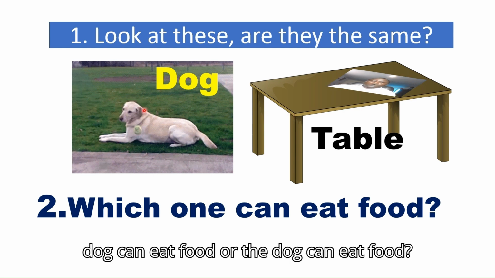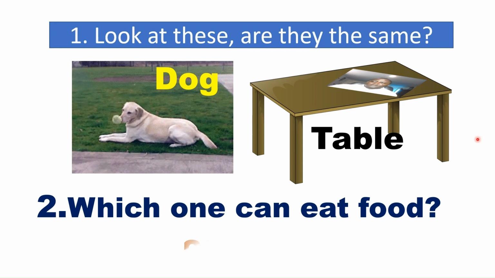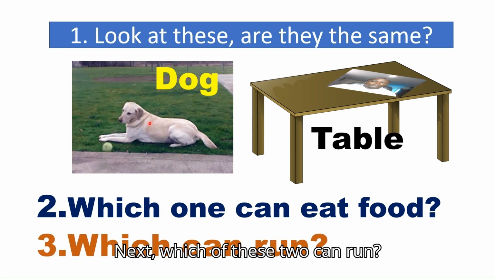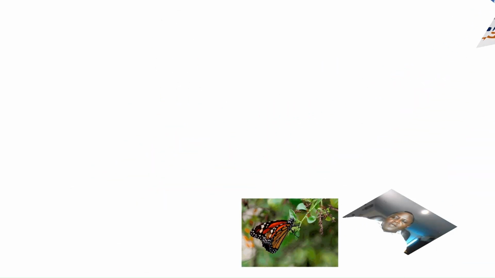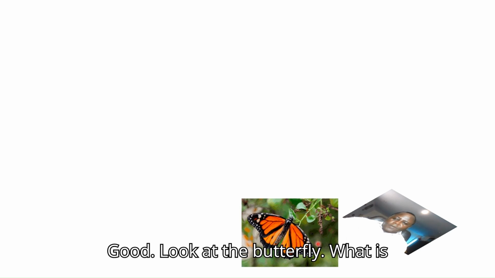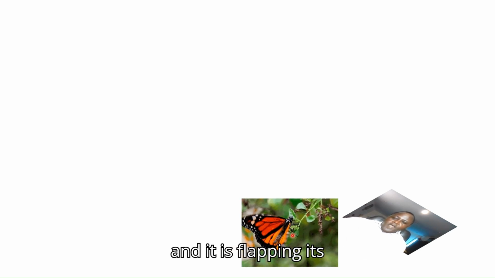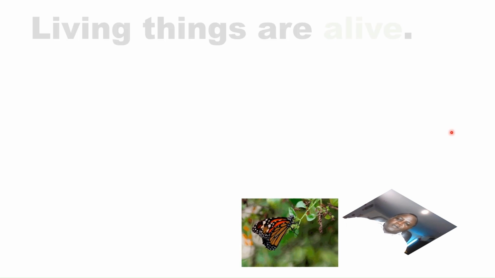Good. Did you say that the dog can eat food? That's fine. Next, which of these two can run? The dog. Good. So let's move on. Look at the butterfly. What is happening? The butterfly is on a leaf and it is flapping its wings.